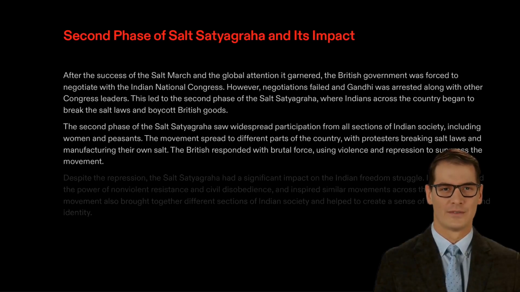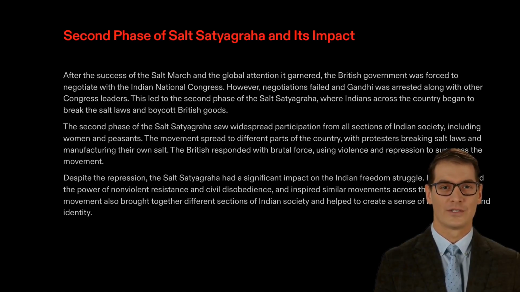The second phase of the Salt Satyagraha witnessed an extraordinary amount of involvement from Indians of all backgrounds, including females and peasants. People were willing to jeopardize their safety by defying the salt laws mandated by the British and by fabricating their own salt, and refusing British goods. This act of assertiveness forced the British government to enter into talks, although these negotiations ultimately failed.